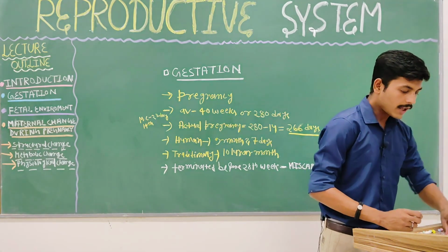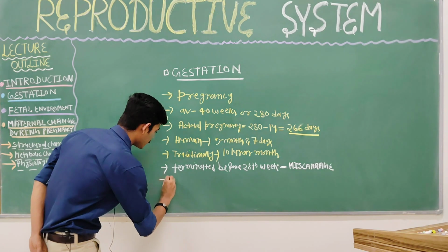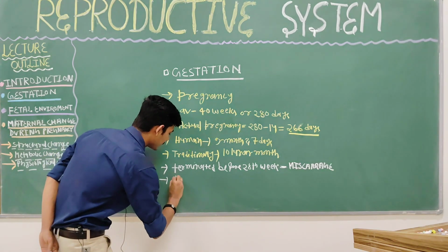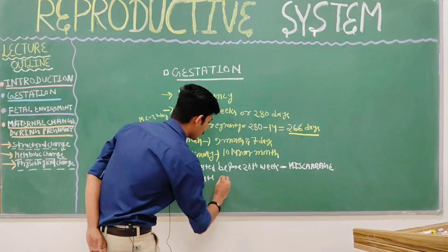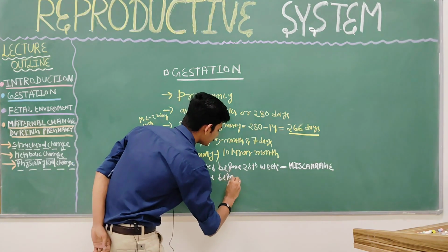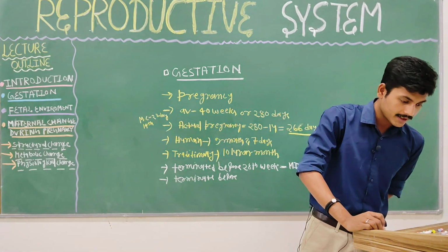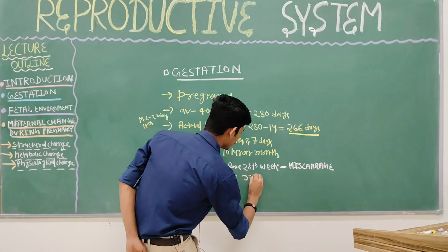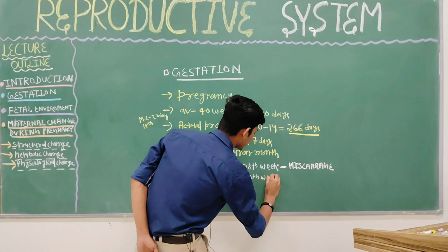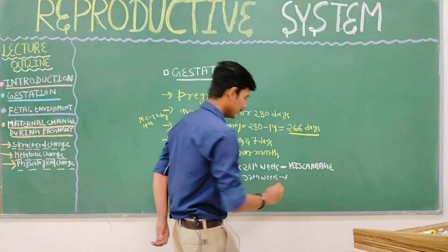Understood? And if the pregnancy terminates before the 37th week, it is referred to as premature labor.